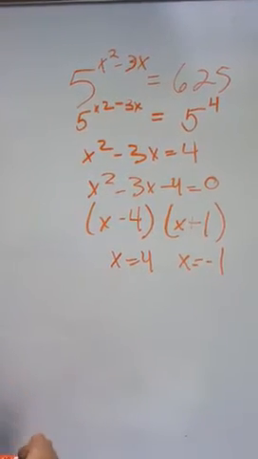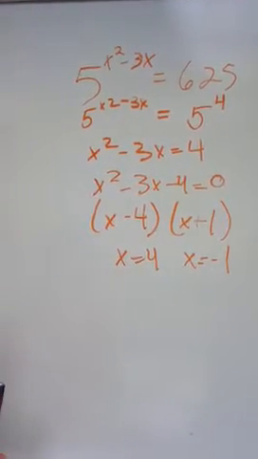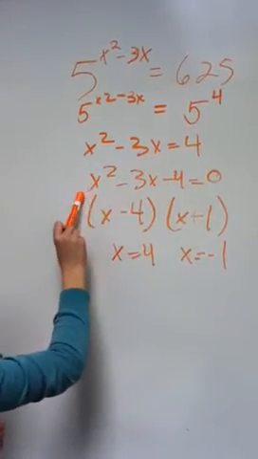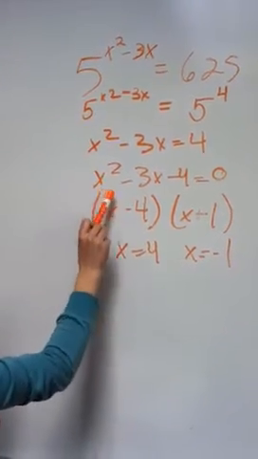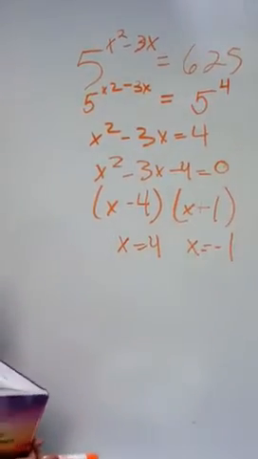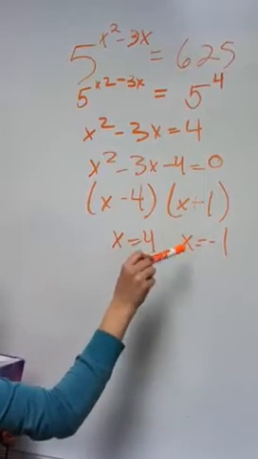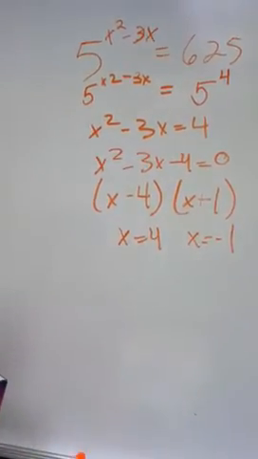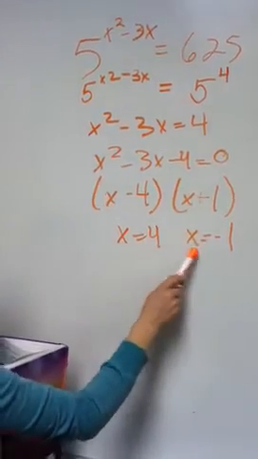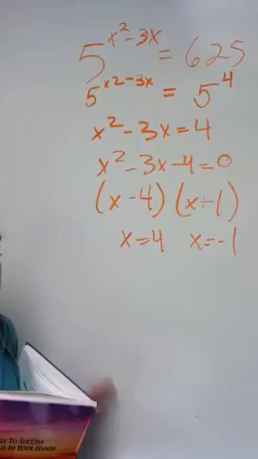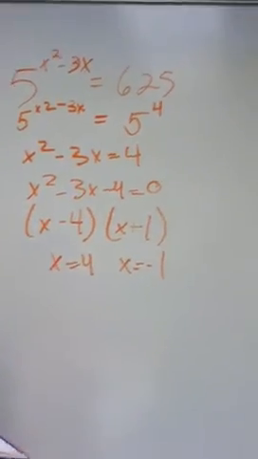In this case, we're going to set it all to 0 and then factor. So I brought the 4 over, and that gives you x squared minus 3x minus 4 equals 0. So then we factored that, and we got x minus 4, x plus 1. And then x equals 4 and x equals negative 1. And you want to make sure to check your answers to make sure they both work. We already did that for you, so they do work.